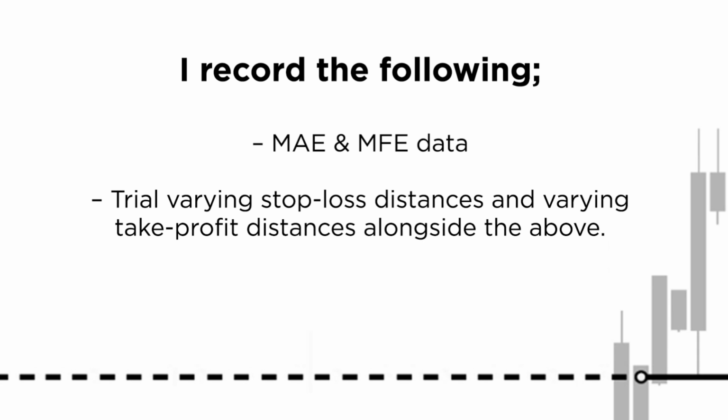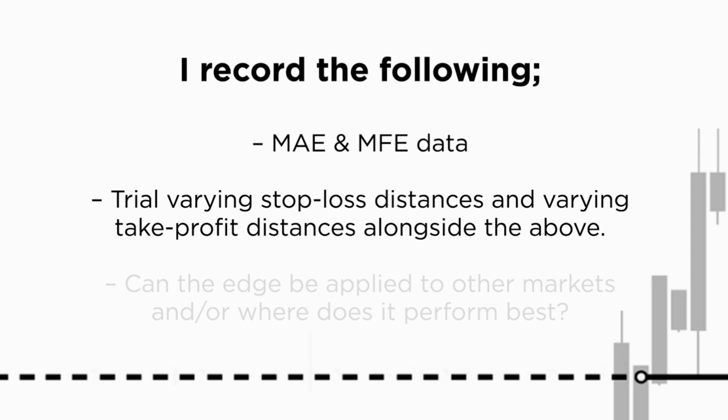Next, you might trial things like varying stop loss distances and take profit distances, and again, this is somewhat related to your MAE and MFE stats. The two go hand in hand here, and what you're trying to do is reduce your stop loss distance where possible, increase your take profit level where possible, and just try and squeeze as much juice out of the edge as you can, really.